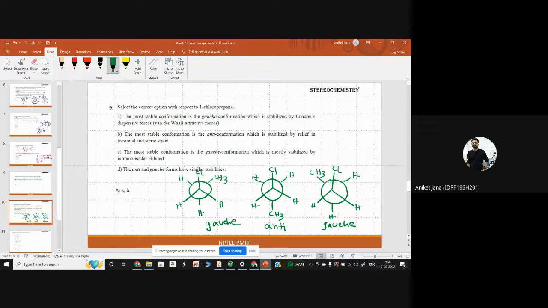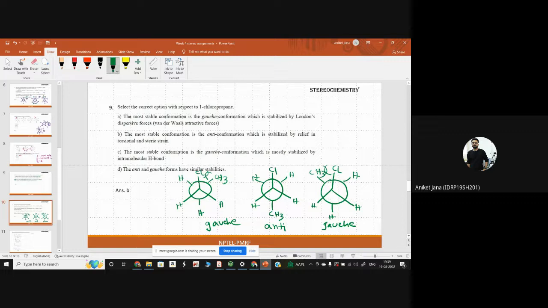so let's start considering the various options. The most stable conformation is the gauche conformation, which is stabilized by London dispersive forces, van der Waals attractive forces. So in the gauche conformer, there is some interaction, right, between chlorine and the methyl group. So will it be stabilized? No, sir. No. So then consider option C.